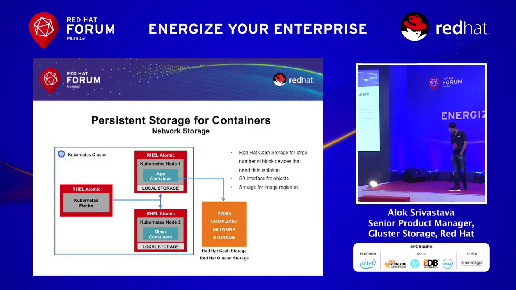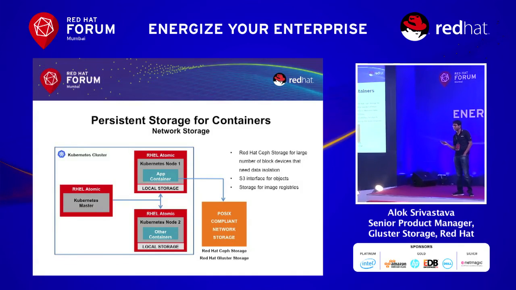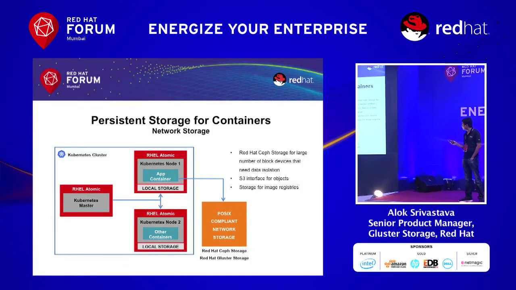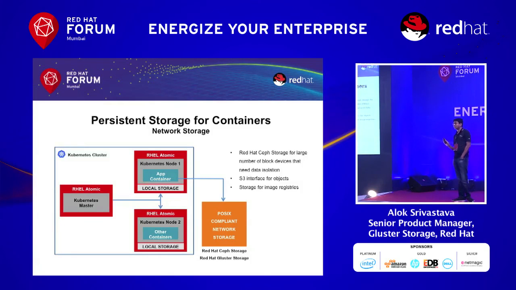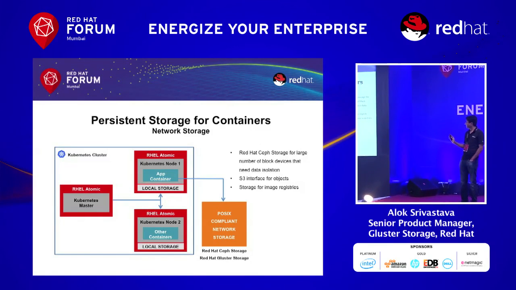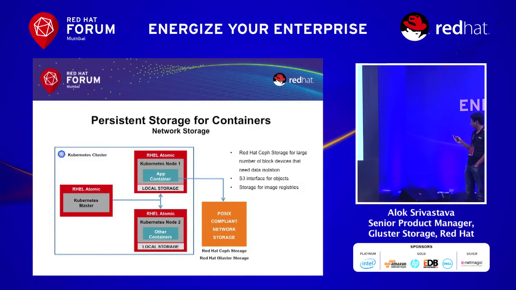So if, let's say, your application requires block storage, your application has been architected in a way that it needs data isolation. So for providing block storage, we have Red Hat Ceph storage, right, which also has an S3 interface, right? And if your application has been architected in a way that it doesn't need data isolation, right, it wants the file share to be visible across n number of application containers, then Red Hat cluster storage is the right solution.